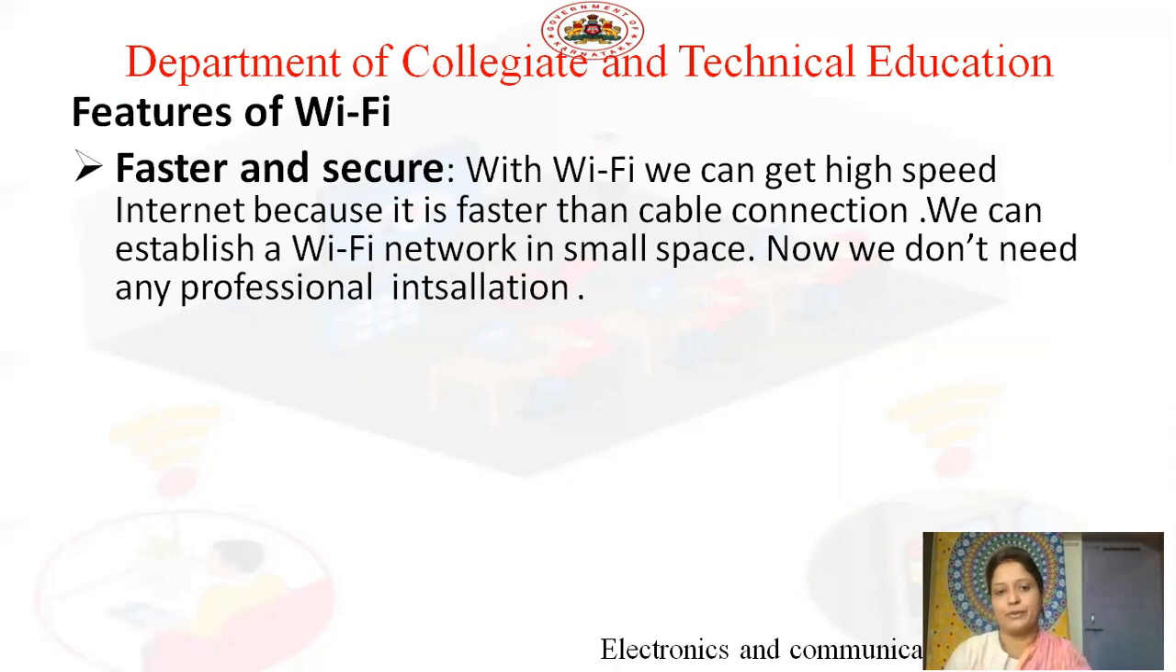Faster and secure. With Wi-Fi, we can get high-speed internet because it is faster than a cable connection. We can establish a Wi-Fi network in a small space. Now we don't need any professional installation. The methods are very simple here. Therefore, we can establish the Wi-Fi network and it provides very high-speed data transmission here.